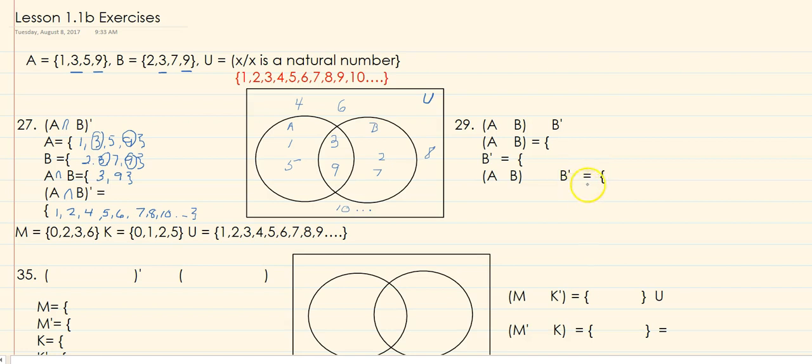Let's look at number 29. 29 says A in union with B in intersection with B complement. So let's first find out what A in union with B is. So A in union with B would be 1, 2, 3, 5, 7, and 9. B complement would be everything that's not in B, which would be 1, 4, 5, 6, 8, 10.